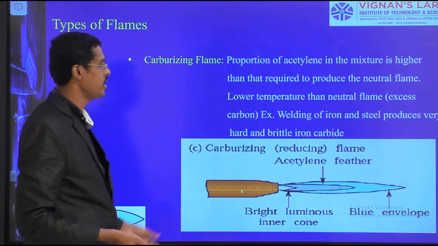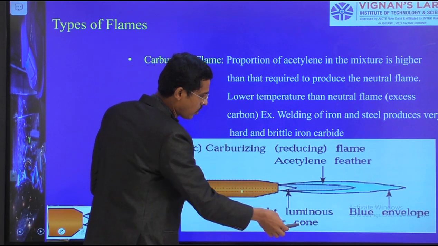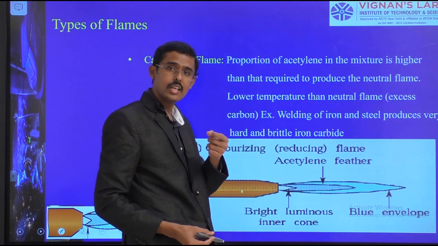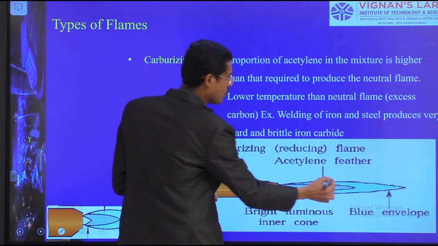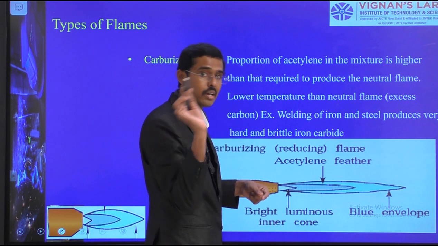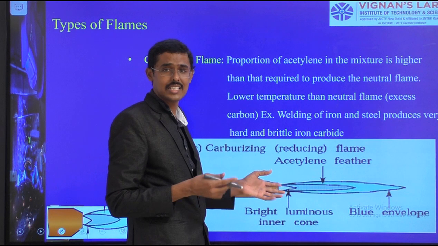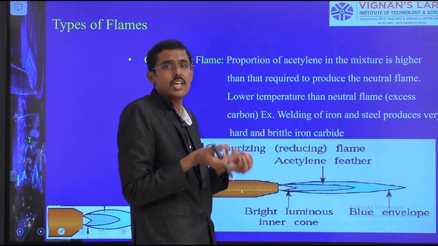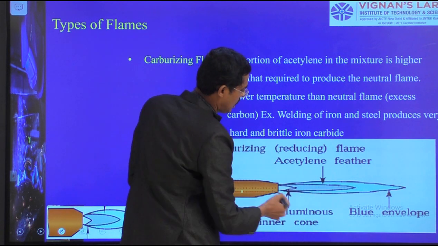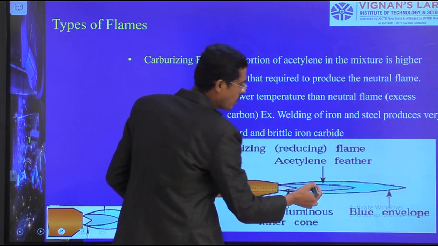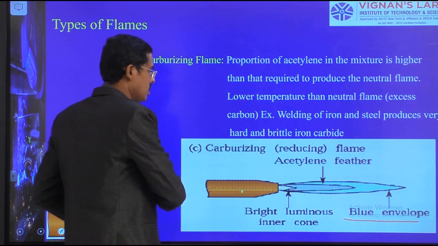So we see the image also. The inner cone is a bright luminous cone, and here the temperature is lower than in the neutral flame. Unburned acetylene comes out because the heat is not equal and the chemical reaction does not take place equally. Therefore it comes out in one more reduced zone like a feather, and at the last, a blue flame comes out. The outer cone is blue. So this is about the carburizing flame.